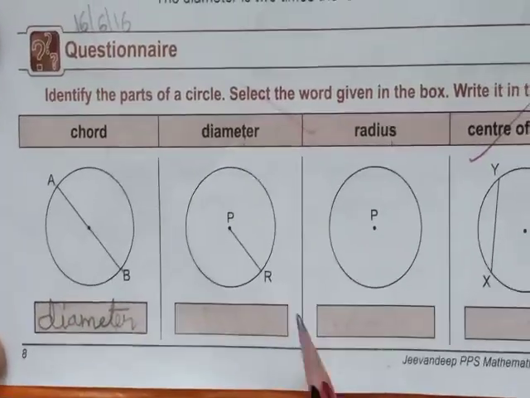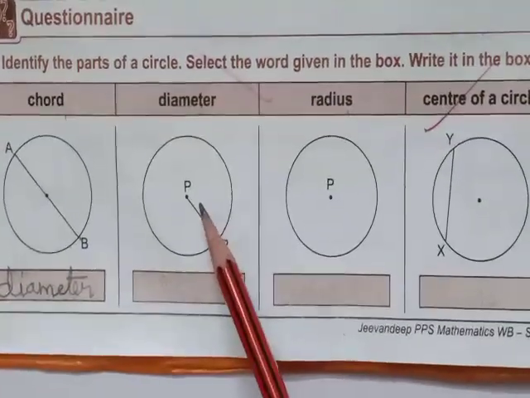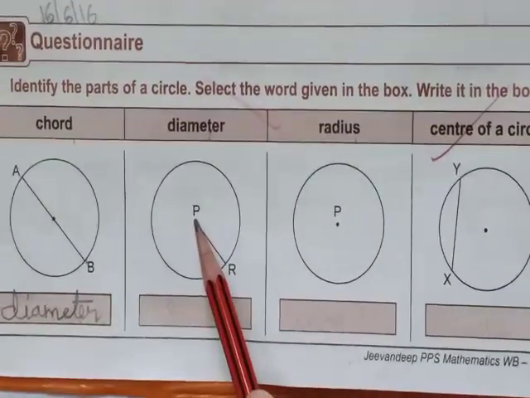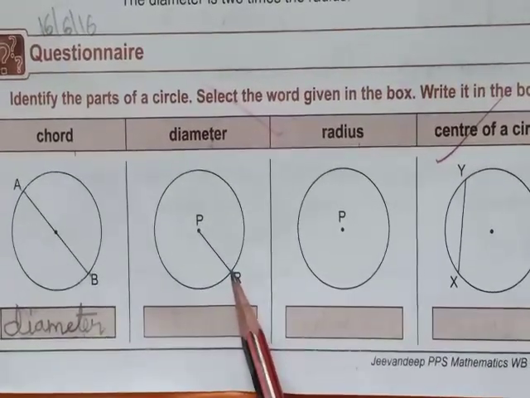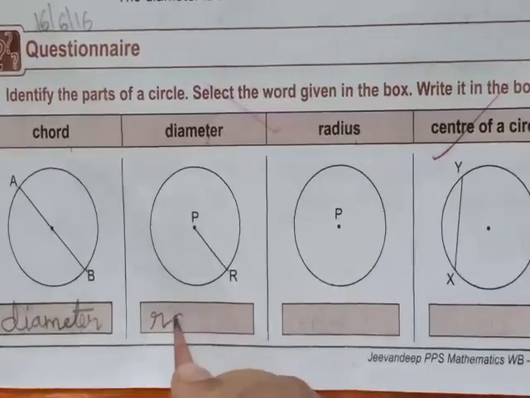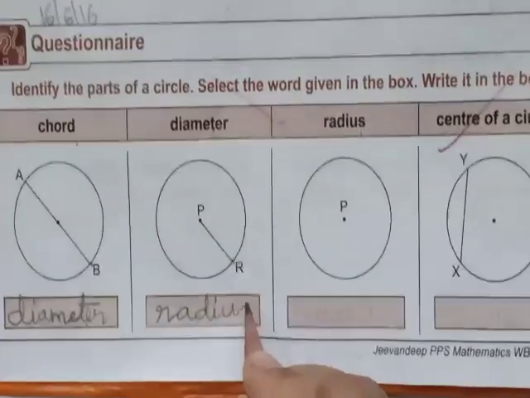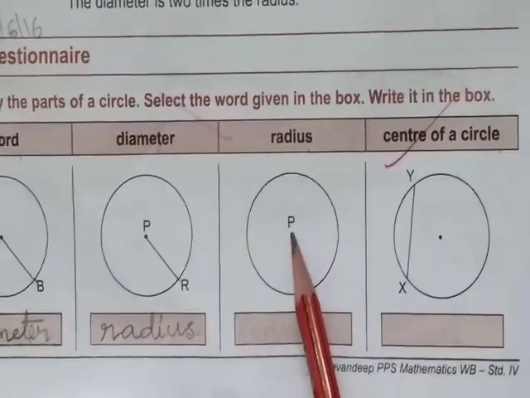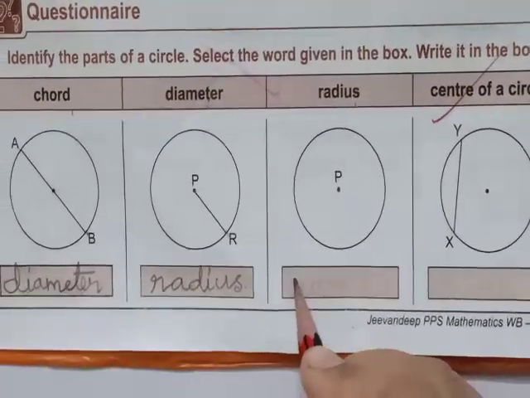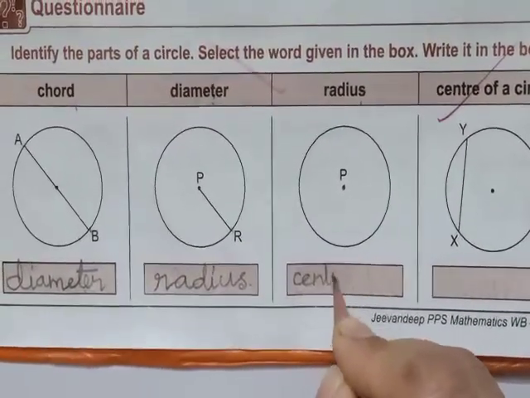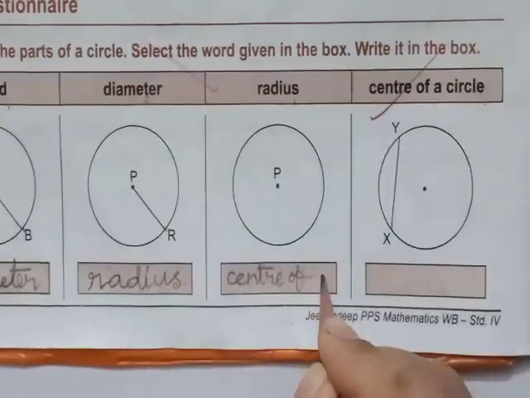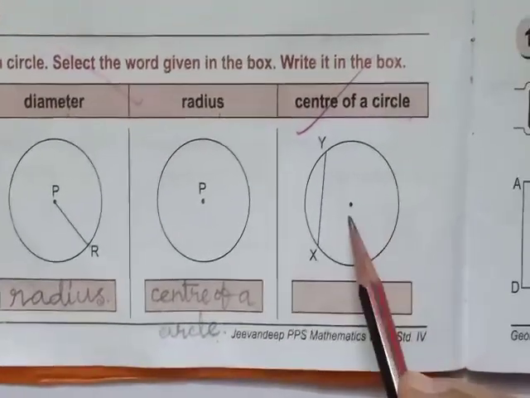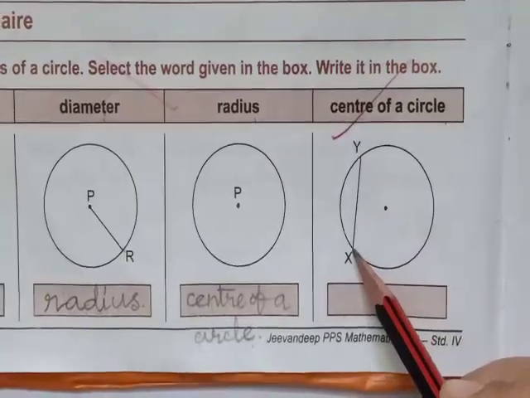Diameter. Now next, the radius, that is the line joining the center of the circle and one point at the circumference. It is the radius. The next one, we have a point at the center of the circle, that is the center of a circle. Next one is the chord.